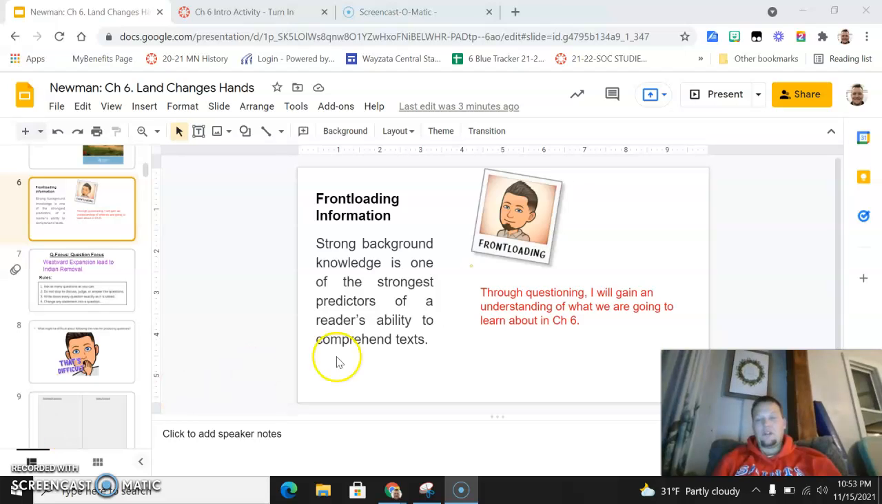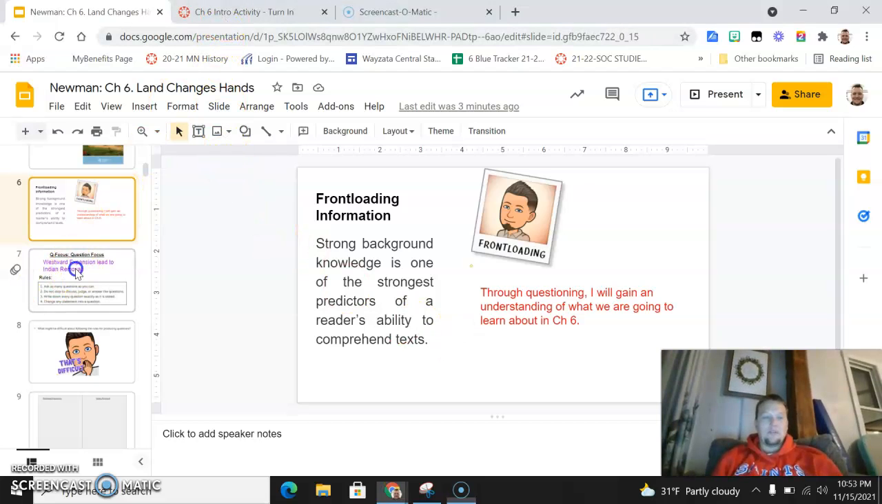So our learning target today is: through questioning, I will gain an understanding of what we are going to learn about in Chapter 6. So we're going to gain an understanding today about the big picture of what we're going to learn in Chapter 6, which is the land changes hand.